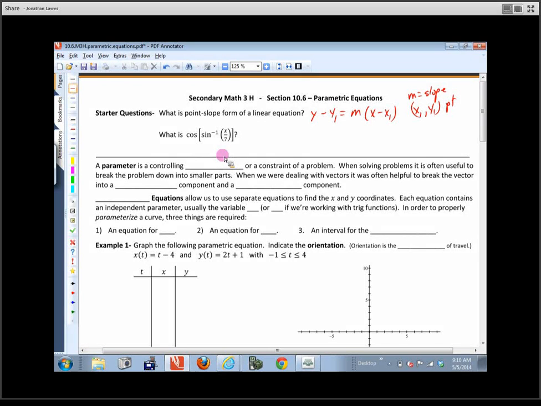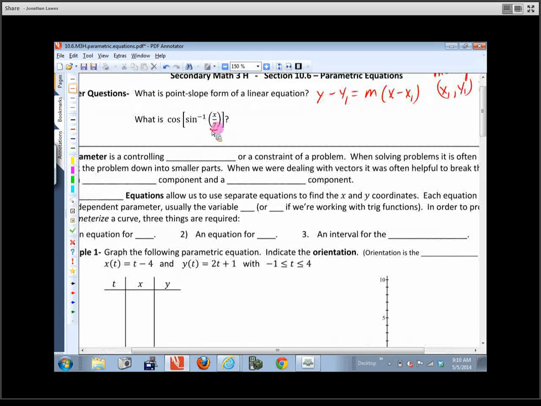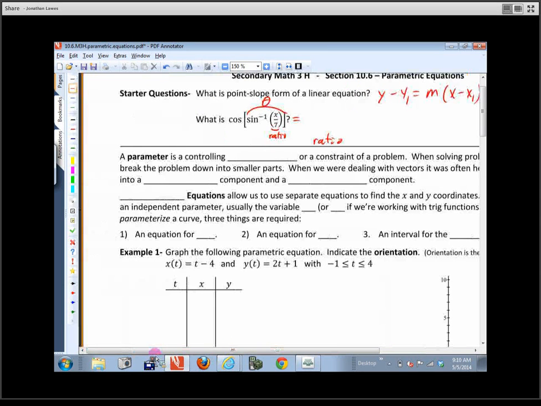So let's identify a couple of the parts right here. This right here is a ratio that we're going to plug into the inverse sine function. That means what comes out is going to be an angle. So that means if I'm taking the cosine of an angle, I should get, for the answer to this problem, a ratio. Any questions about that?